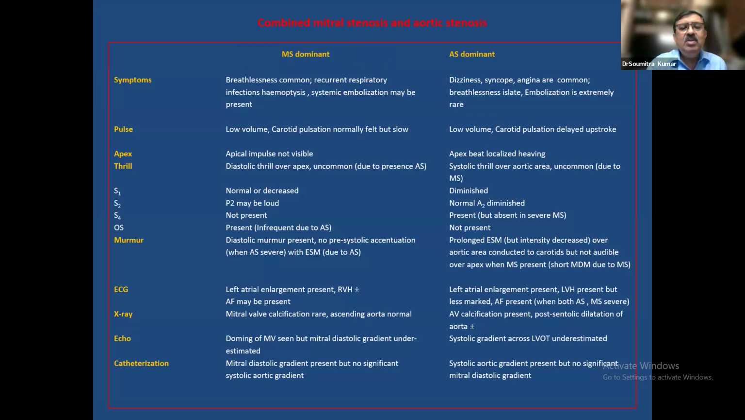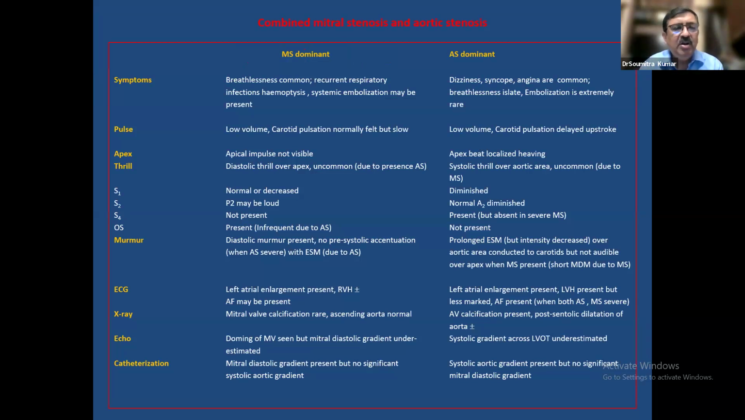Now, coming to the combination we discussed, MS and AS. So we have discussed many of the things. So with AS, we get a low flow, low gradient MS. With MS, we get a low flow, low gradient AS. So each one masks the other.